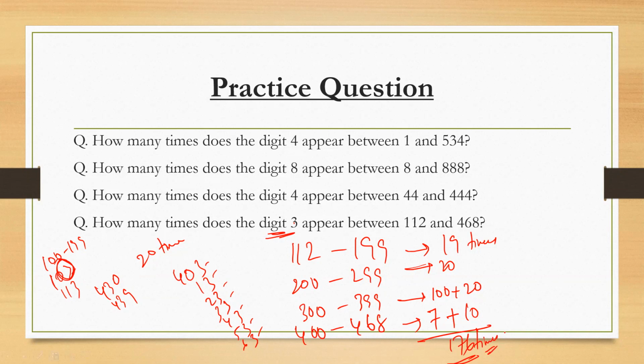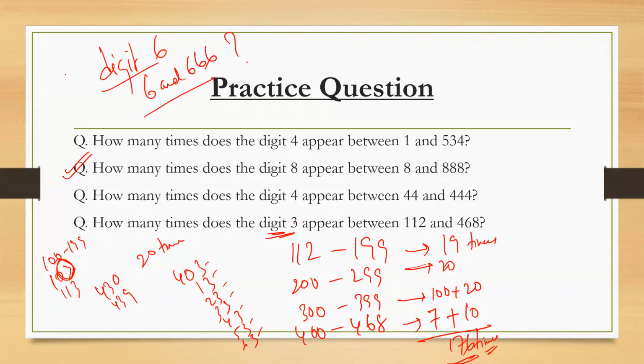I hope this is clear. Okay. So this one, try to do it at your home. If you want, you can do more. How many times does digit 6 appear between 6 and 666? How many times? Okay. That's your homework.